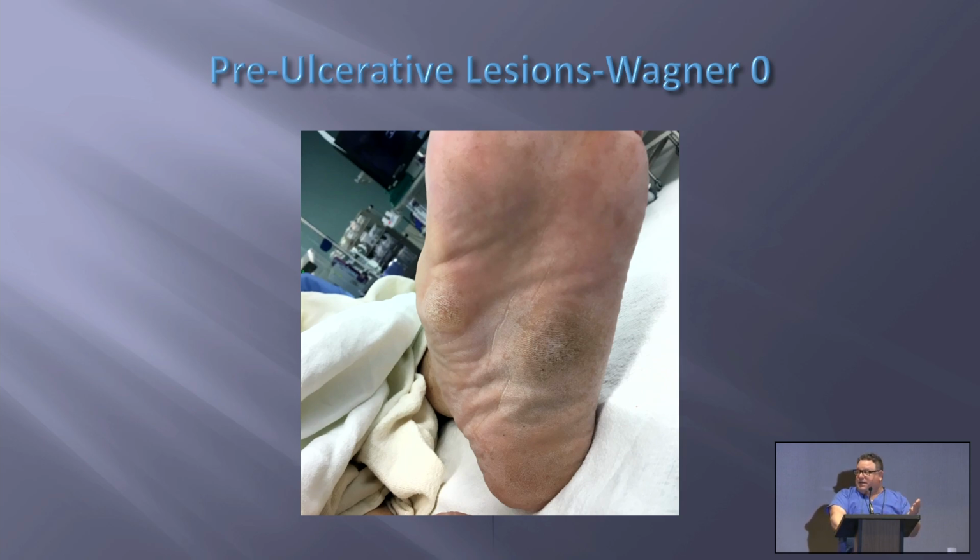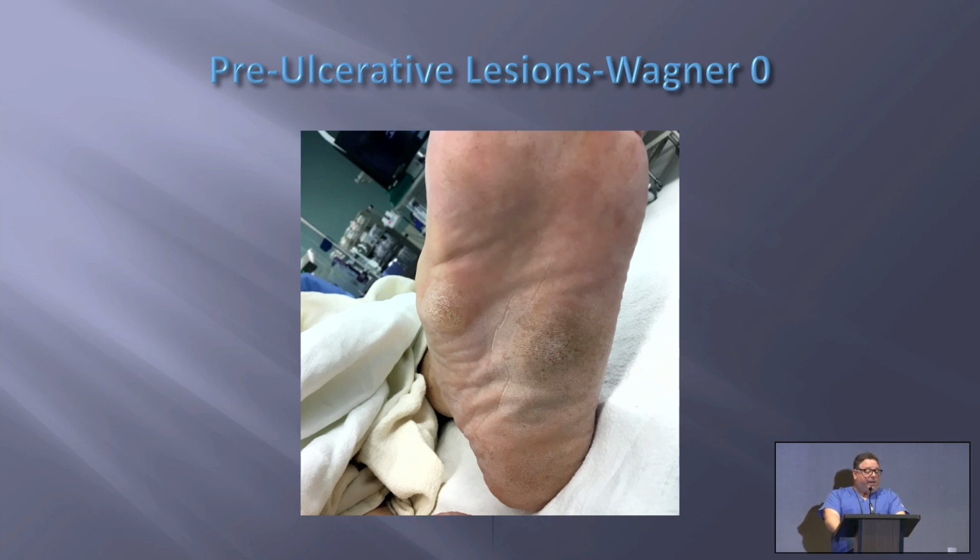Going back to the classification systems, Dr. LaPorte and Dr. Freeman both talked about ulcer classifications. Wagner 0 ulcer, to some doctors, this is a callus, right? To me, this is a callus. Now we have two osseous prominences, one on the bottom on the arch, what we call the medial column, one on the bottom of the lateral part of the foot, the lateral column. But these are just osseous prominences.